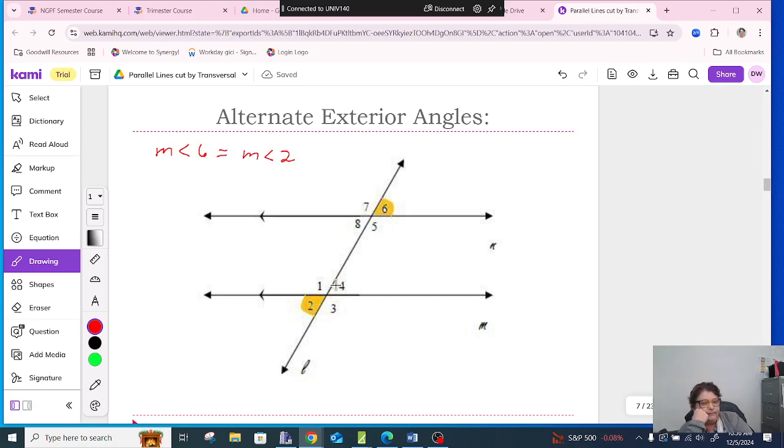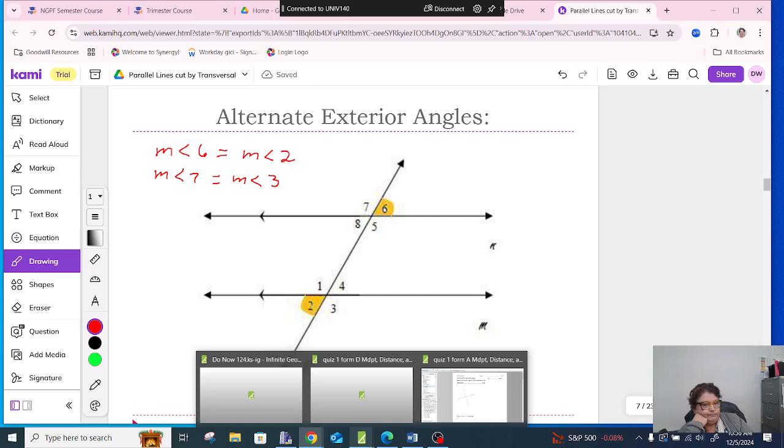Is there another set of alternate exterior angles? 7 and 3. So the measure of angle 7 is going to be equal to the measure of angle 3. Any questions on that?